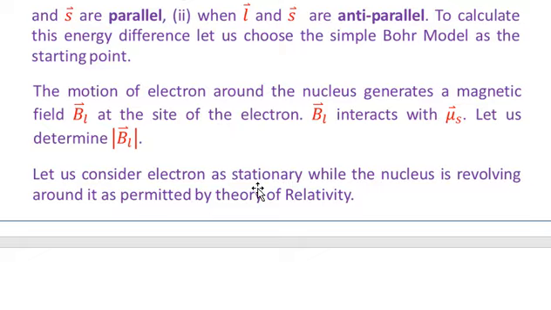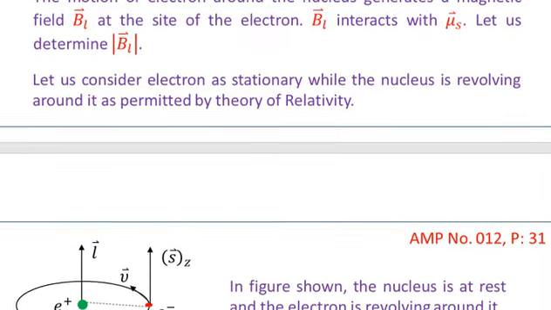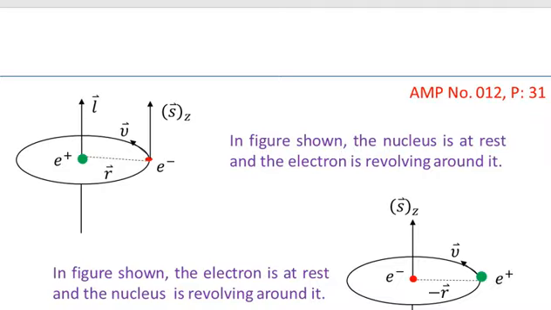Let us consider the electron as stationary, while the nucleus is revolving around it, as permitted by the theory of relativity. Using the theory of relativity, we can assume that the electron is at rest, whereas the nucleus is revolving around the electron. And this is what we are going to do because we want to make the calculation a bit easier.